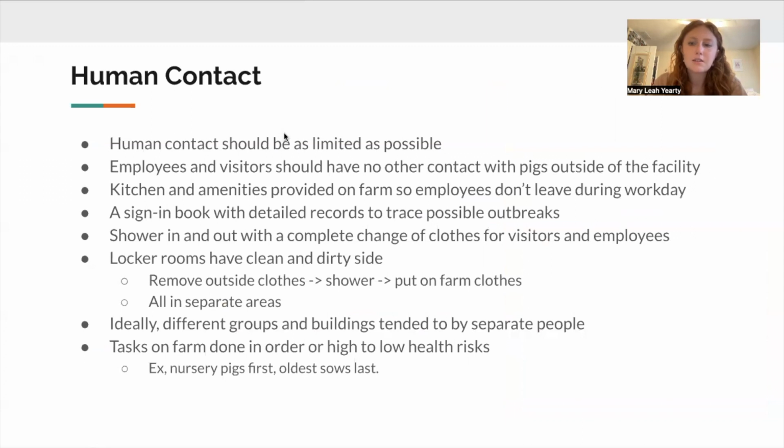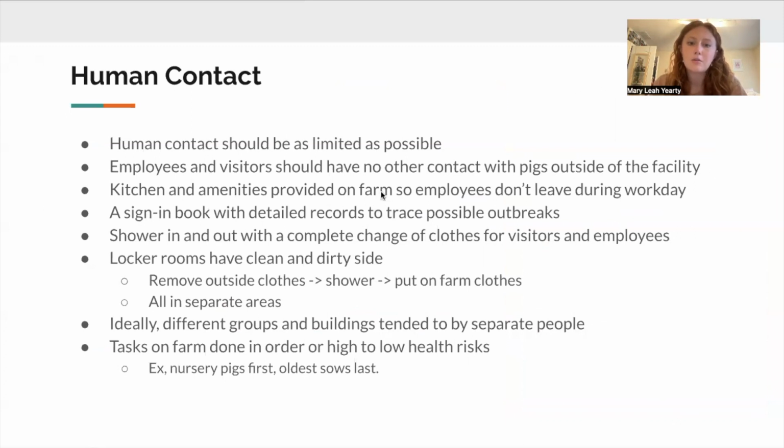So human contact should be as limited as possible. The employees and visitors should have no other contact with pigs outside the facility. This means no family swine farms if you're working in one of these plants. Kitchen and amenities should be provided on farm. Just anything that allows employees to stay on farm during lunch and not leave in the middle of the workday and potentially track pathogens back in.